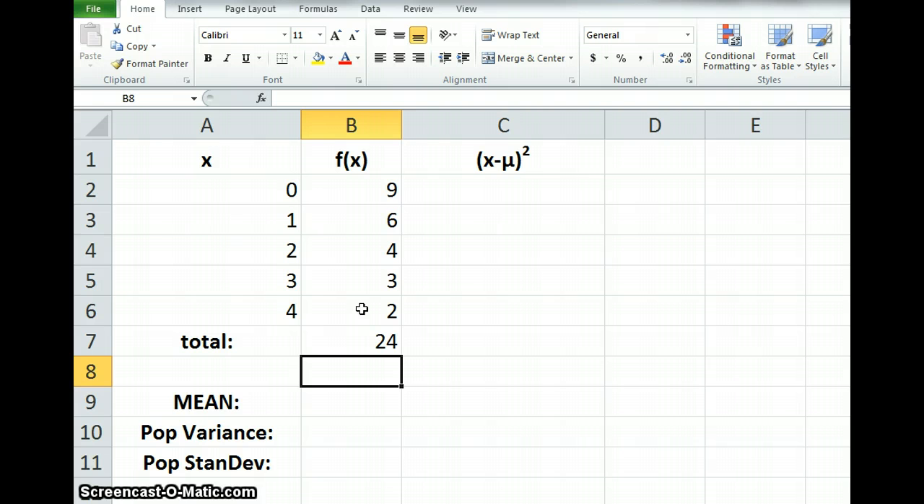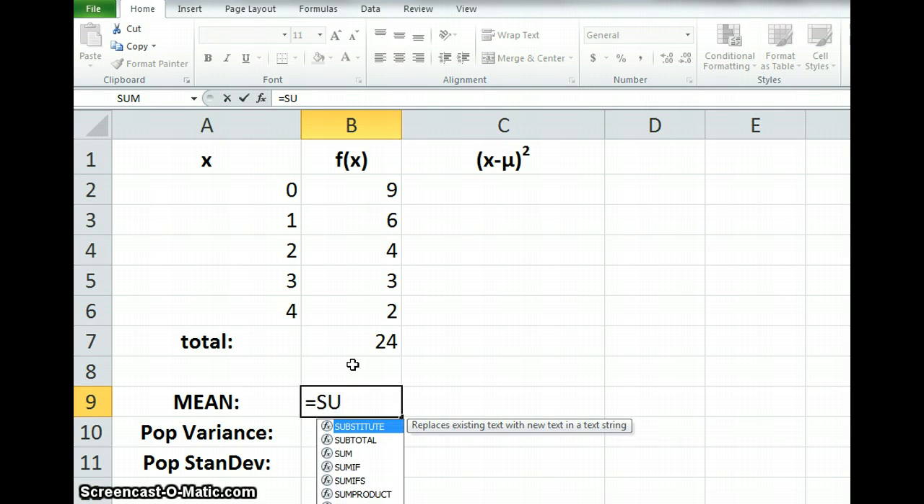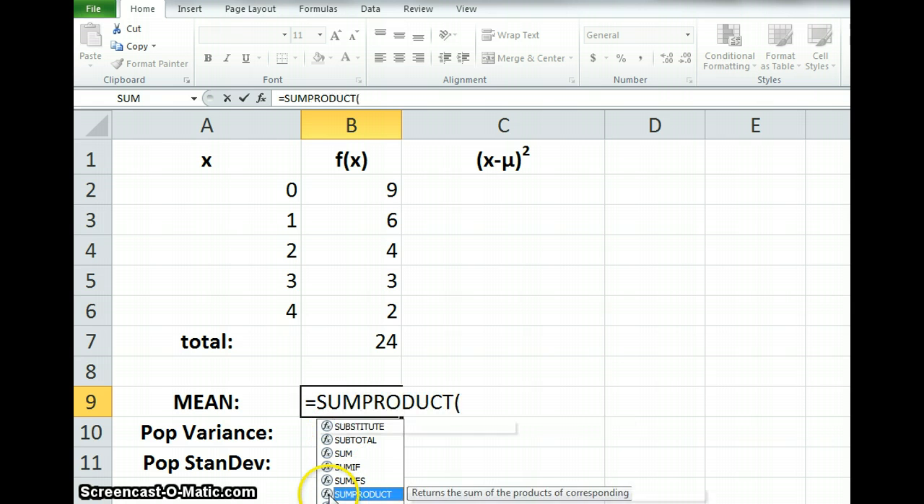So what we want to know is what was the average number of defects the machine produced over this 24 hours. And so the way to do that, if you look in your book, will be to multiply 9 times 0, 6 times 1, 4 times 2, 3 times 3, 2 times 4, and then divide by 24. Fortunately, Excel has a function that will do that for us called sum product.